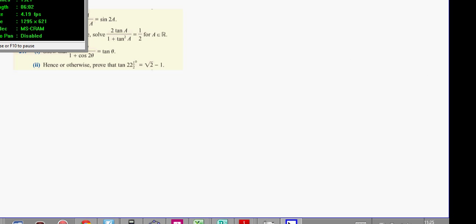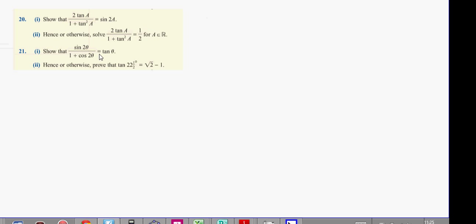So, number 21, I'm looking at it and I'm going, okay, the sine 2 theta, the cos 2 theta is what I think we should get rid of. The answer is in terms of what? Tan theta.